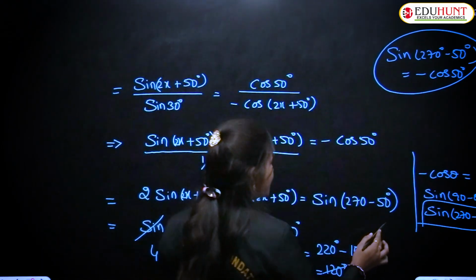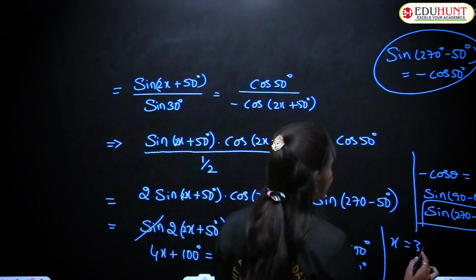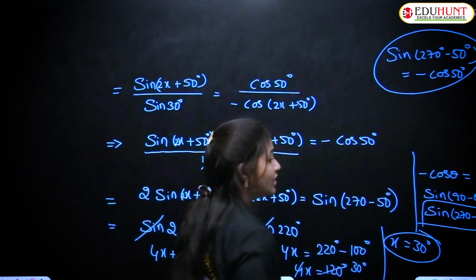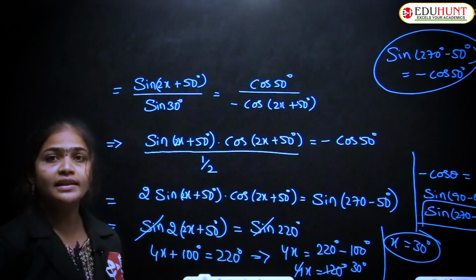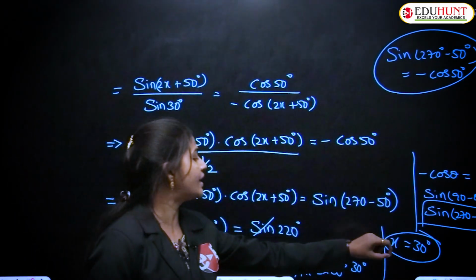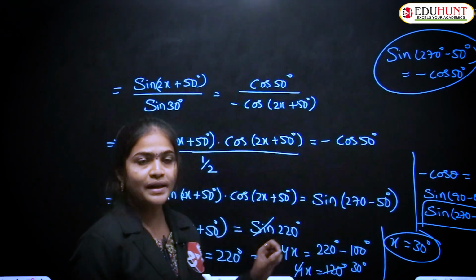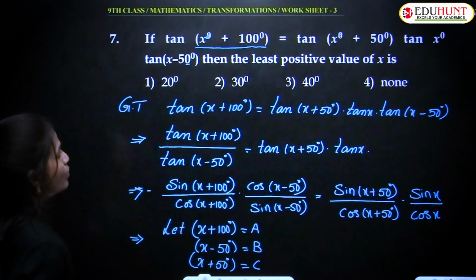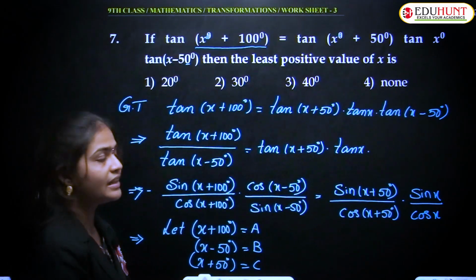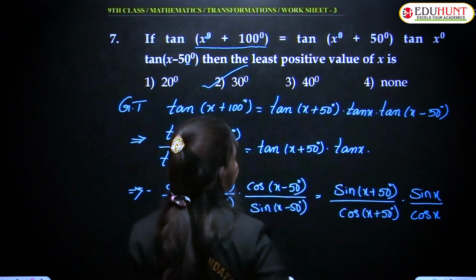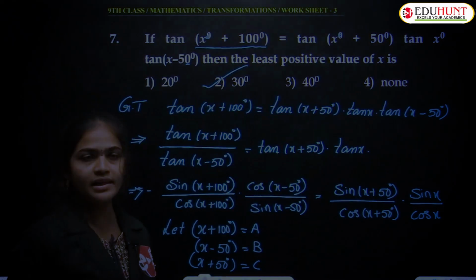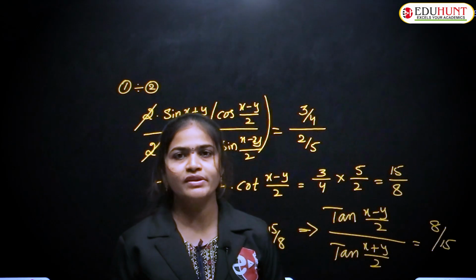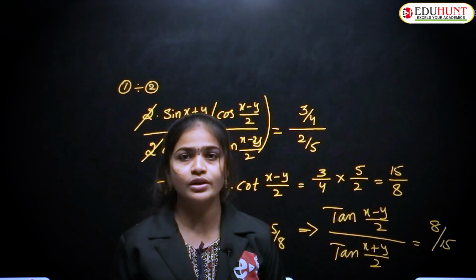So finally what is the least positive value of x here? So x is equal to 30 degrees. If you take that least positive value, that is 30 degrees, at the place of x, then that given equation is satisfied. So what is the least positive value here? That is 30 degrees. Am I clear to you, children? So the leftover problems we will discuss in the next video. Okay, thank you all.